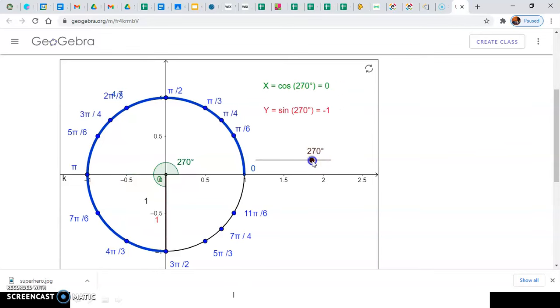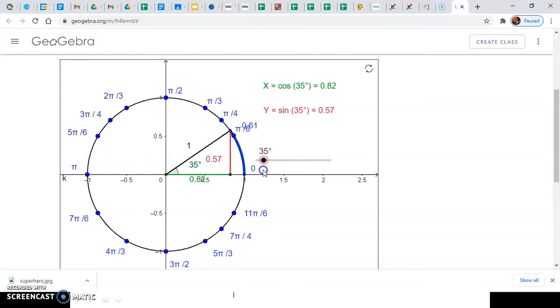Finally, I'm going to go to quadrant number 4. So I've spun an angle of 325 degrees all the way to here. Here's my triangle, has a positive x value, negative y value. And look at here, cosine of 325, positive. Y value, sine of 325, negative. Okay, important to understand those relationships.